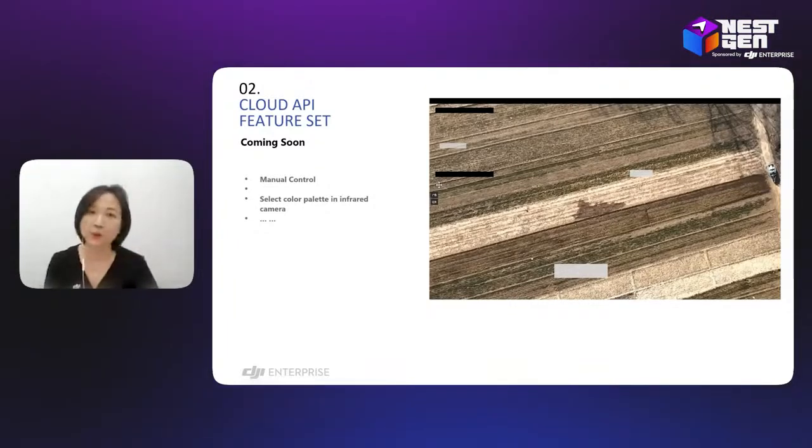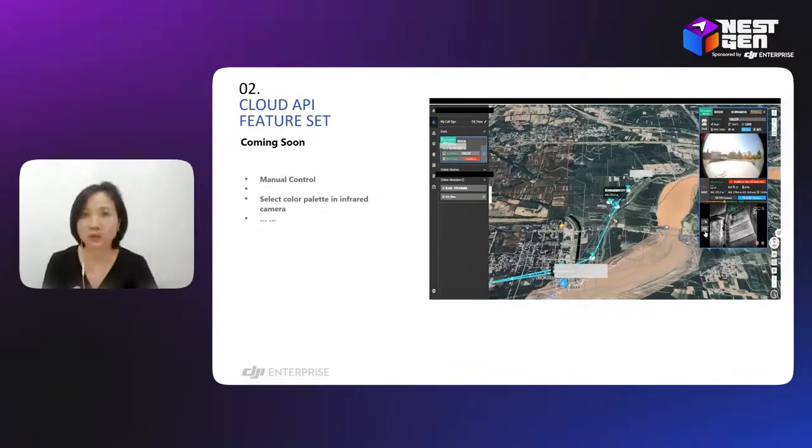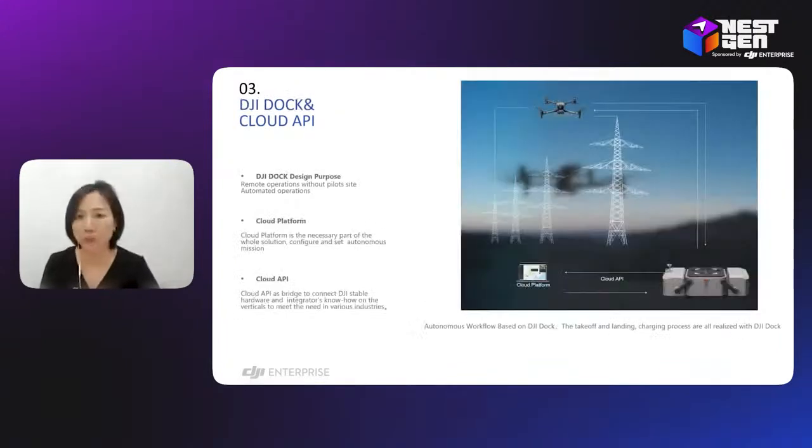So till now, you will find the close relationship between the DJI Dock and the Cloud API. The design purpose of the DJI Dock is to do remote operations without a pilot on site, and also the Dock can do automated operations. The cloud platform is a necessary part of the whole solution, which is used to configure and send the autonomous missions and to monitor the missions. And DJI has a self-developed cloud platform called FlightHub 2.